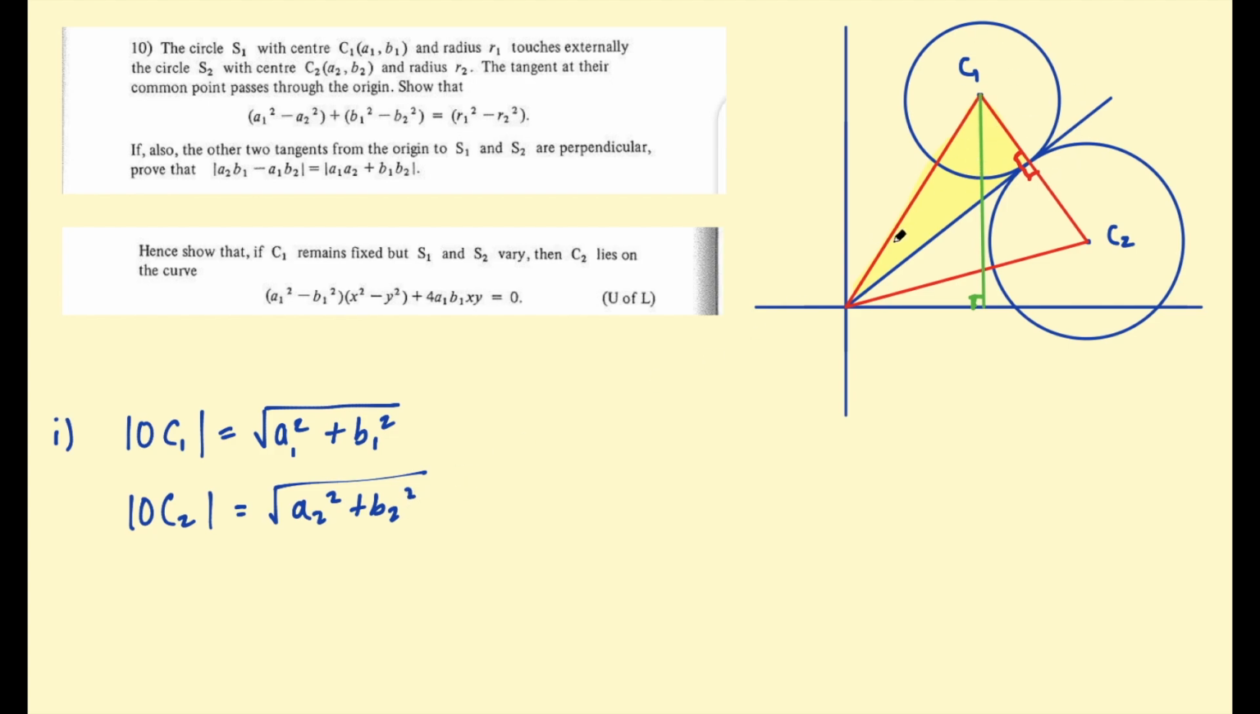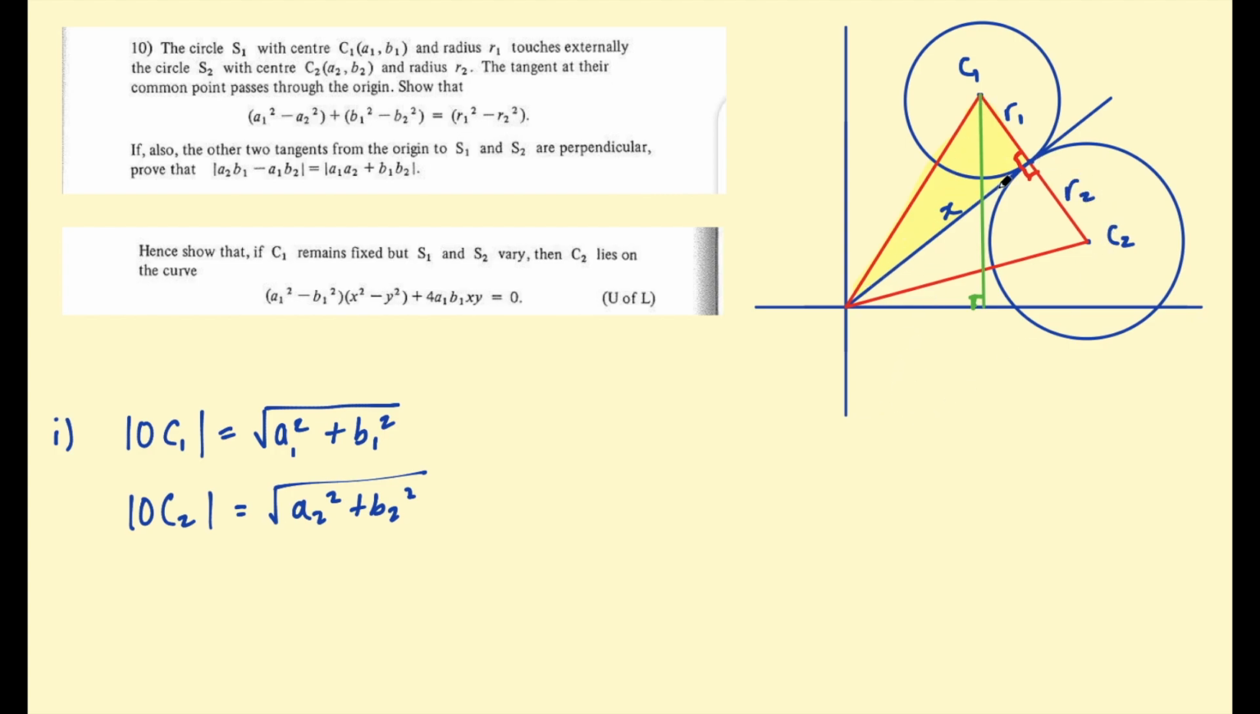Okay, so looking at this right angle triangle, I'm going to call this length in here from O, let's call this point X. O to X, I'm going to label that X, that length. This length from C1 to where the circles touch, that's the radius, R1. Actually, I'll get rid of that X, it's in the way a little bit. Then the length from C2 to where the circles touch is R2.